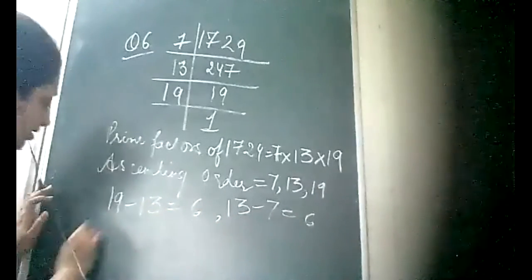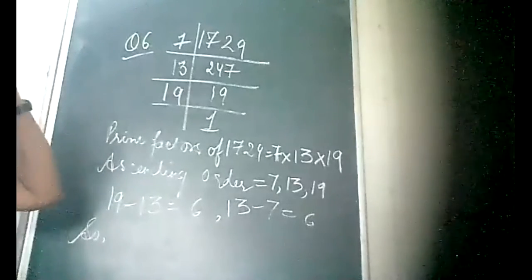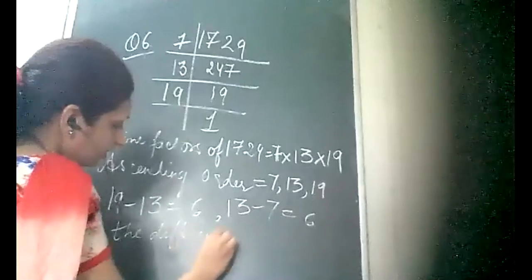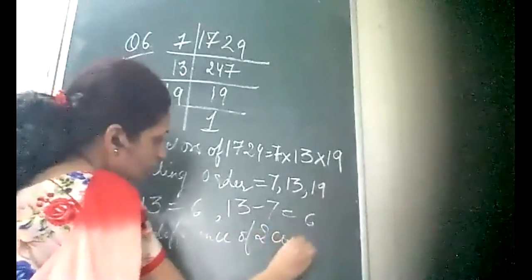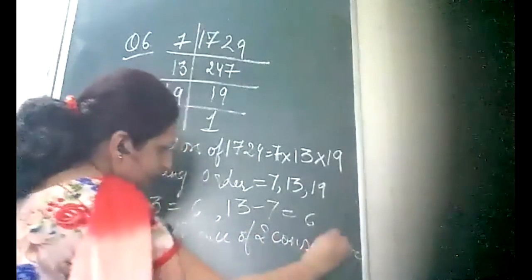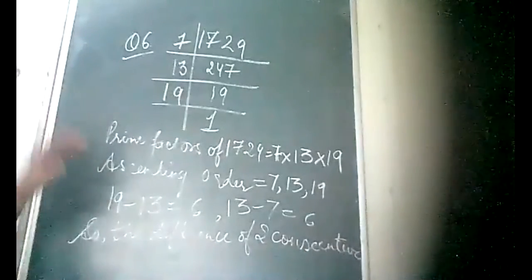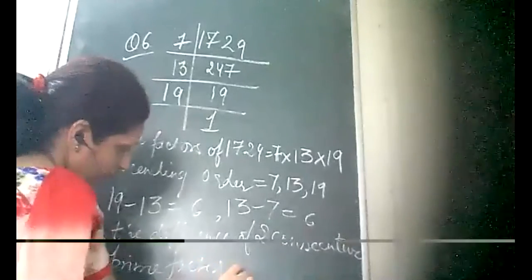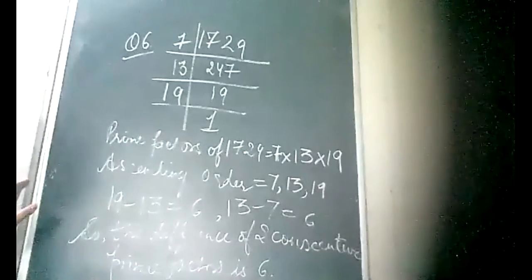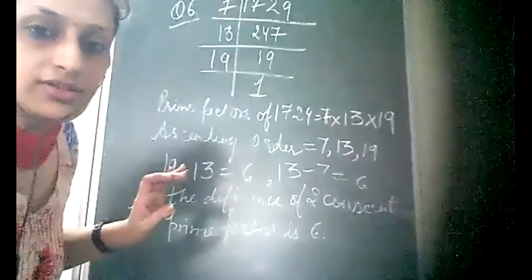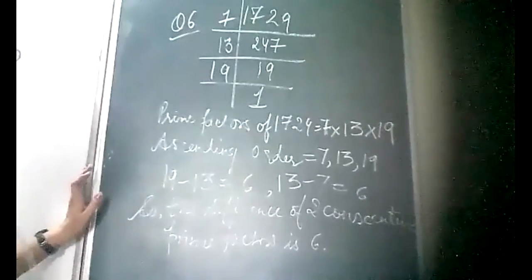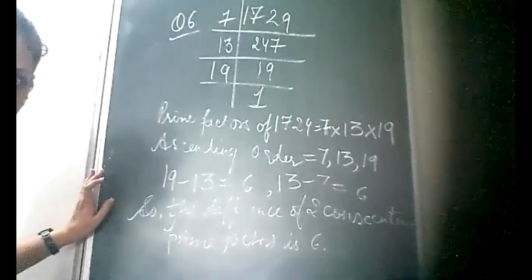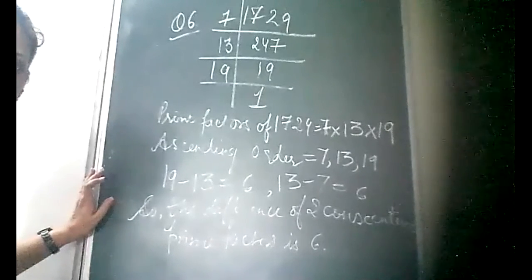So it is clear that the difference of two consecutive prime factors is 6. Okay, so this is the answer of question number 6. If anybody is having any query, you can raise your hand.